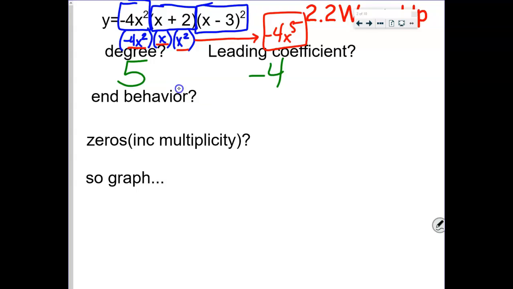Since it's a degree 5 with a negative leading term, that means your left end is going to go up and your right end is going to go down. But remember, PreCalc, we have to actually write end behavior out. So we're getting good at our template.